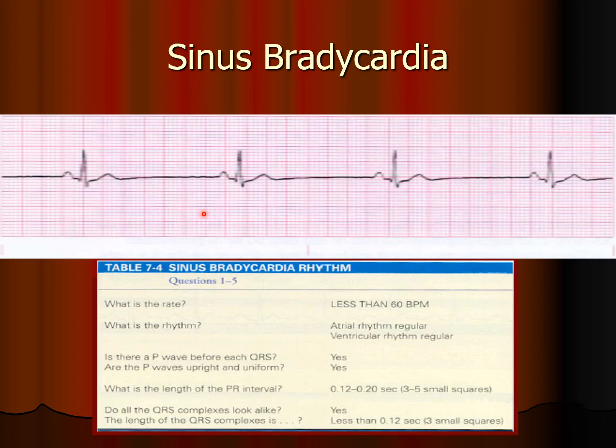It's got to be less than one large block away from the QRS, and we are. Okay. Do all the QRS complexes look alike? Yes. Absolutely. And they're nice and upright here. See, up and down. And are they less than 0.12? Yes. The QRS is less than 0.12. So we have nice little skinny Kendalls. All right. And because of that, we've met all of our criteria. Then this is sinus bradycardia. All right.